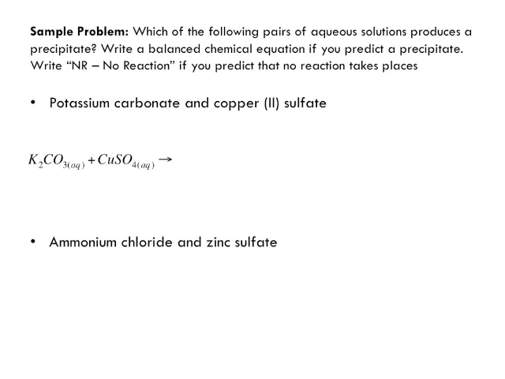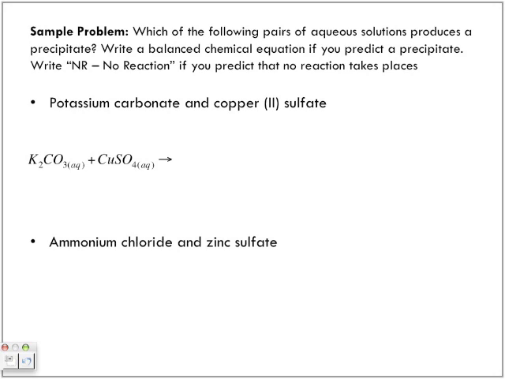This is what your initial products should look like. K2CO3, it's in an aqueous solution. So your copper 2 sulfate, CuSO4, also aqueous solution. When we mix them together, we know that here's the metal, here's the non-metal. Here's the metal, here's the non-metal. And we know that when we put these together, potassium is going to combine with the sulfate, right? And the copper with the carbonate.